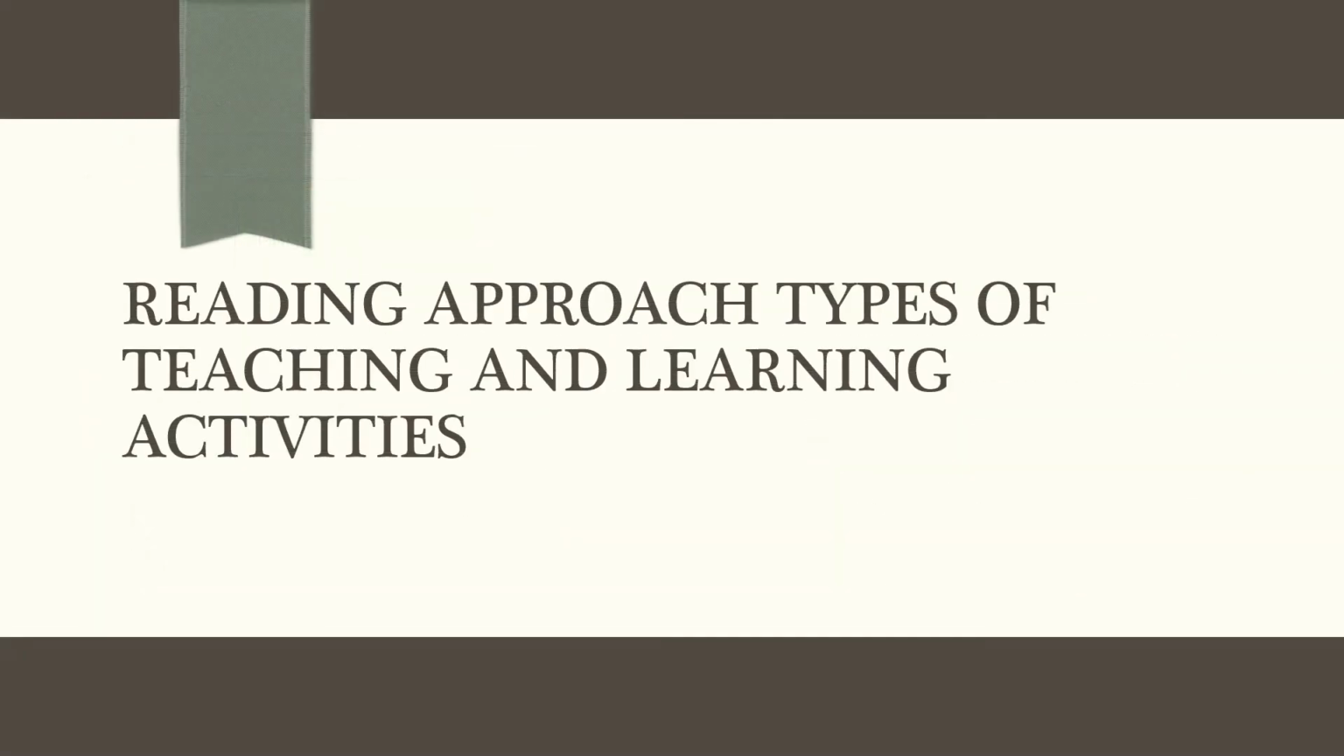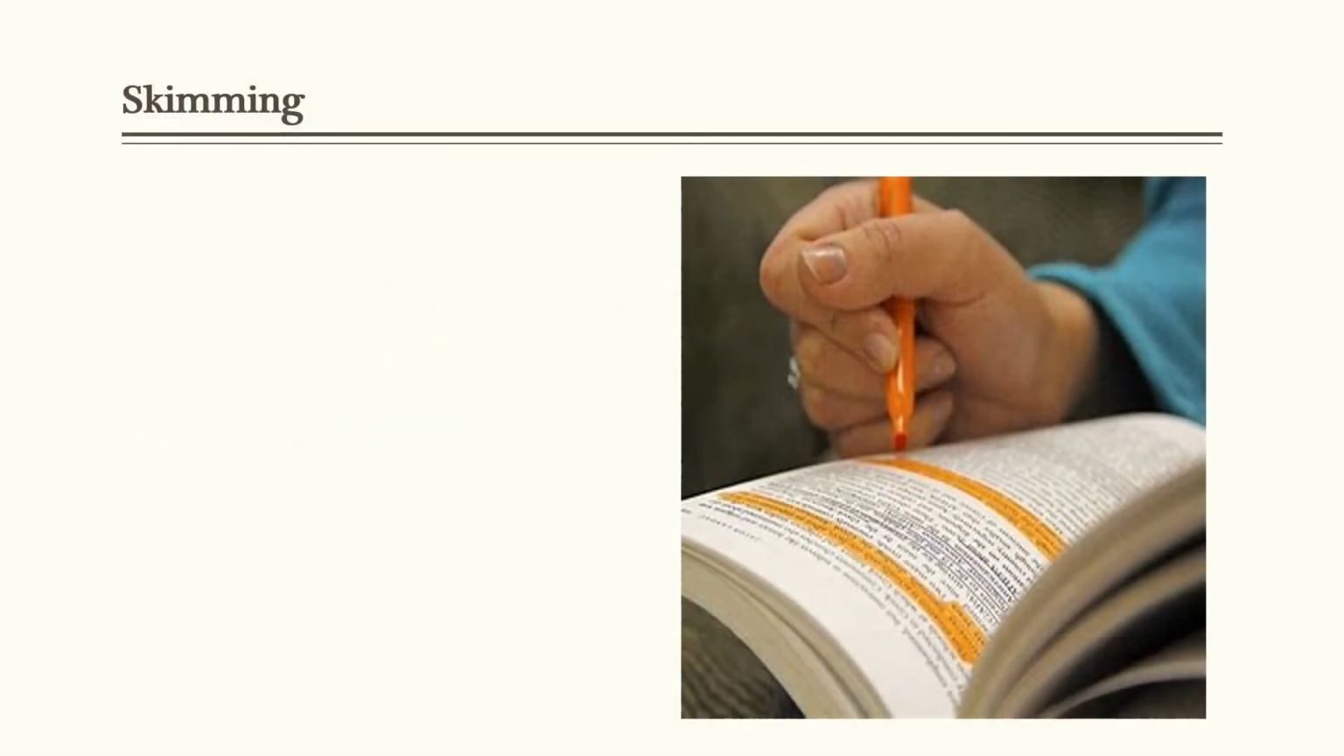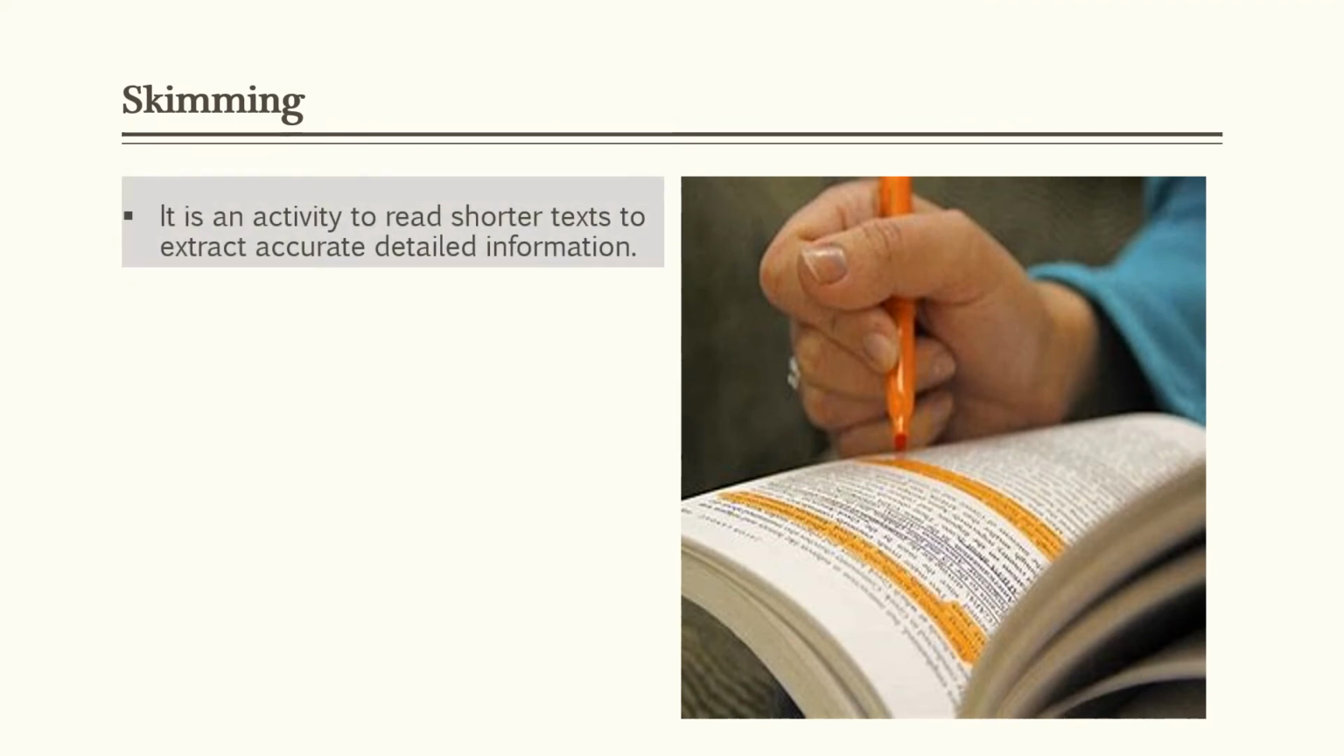Reading approach, types of teaching and learning activities. The first one is skimming. It is an activity to read shorter text to extract accurate, detailed information. People often skim when they have lots of material to read in a limited amount of time.